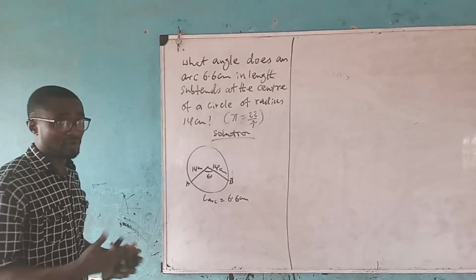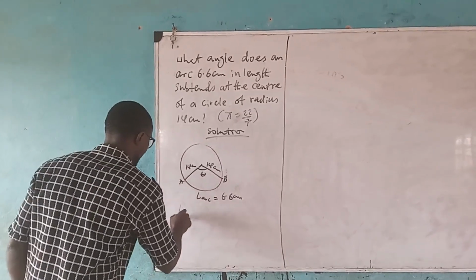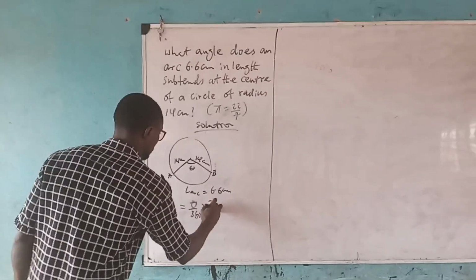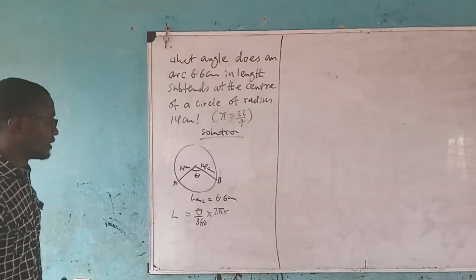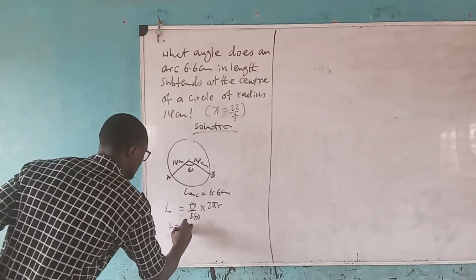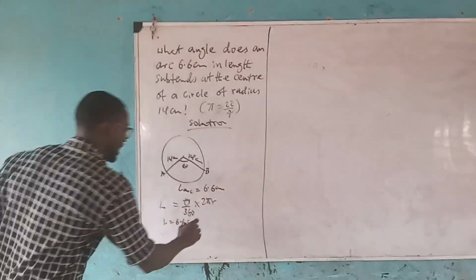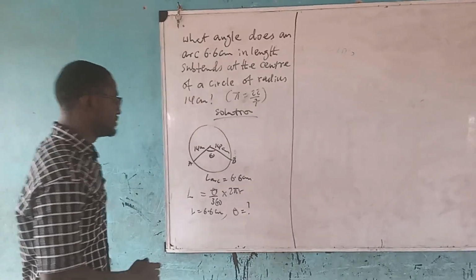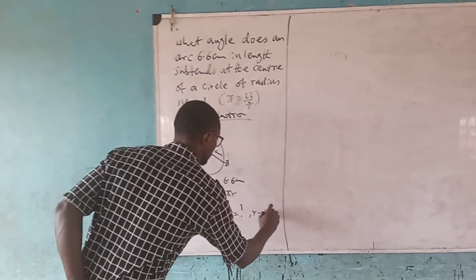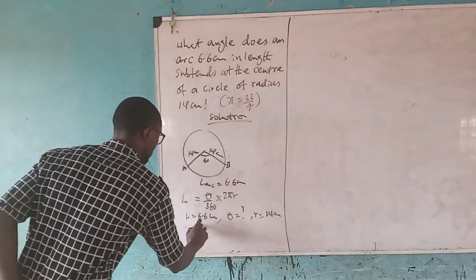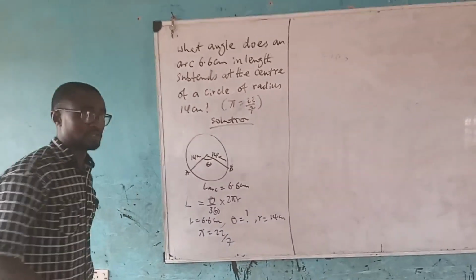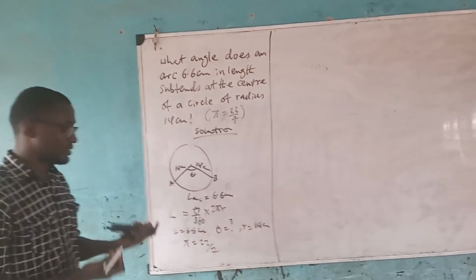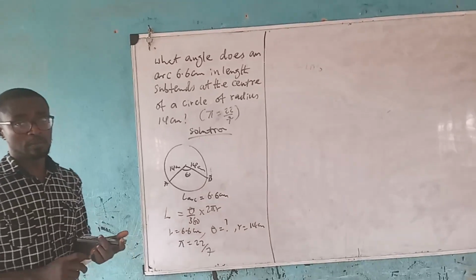So how do you go about that? First of all, we need to write the formula for the length of an arc. Length of an arc L is equal to theta over 360 times 2 pi R. From our question, our L is 6.6 centimeters. Our theta we don't know, that's what we are looking for. Then our radius R is 14 centimeters, and we are told to take pi as 22 over 7. Now let's substitute all these parameters into this formula and look for the value of theta that we are not given.